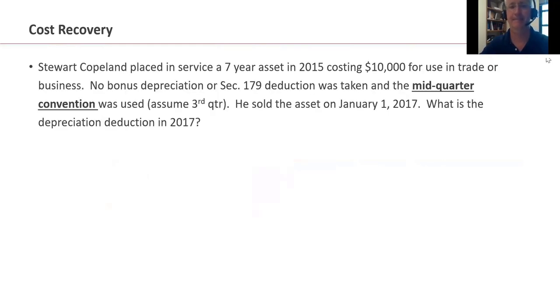All right. So now let's do the same thing except mid-quarter. So in this case, Stuart placed in service a 7-year asset, 2015, 10,000. But in this instance, the mid-quarter applied to the year in which he placed it in service. And let's assume he placed it in service in the third quarter of 2015. And again, he sells it January 1st, 2017. We've got to figure out what is Stuart's depreciation in 2017.